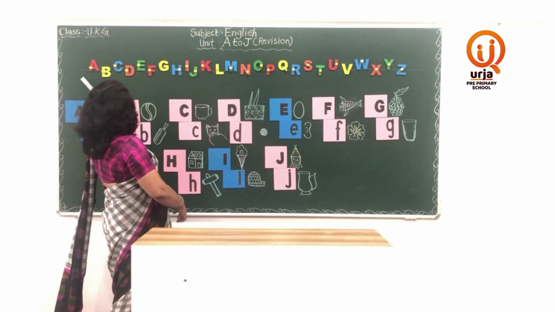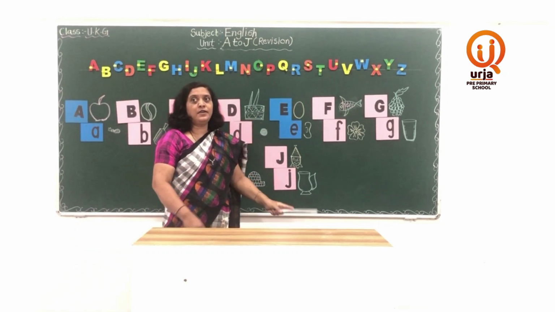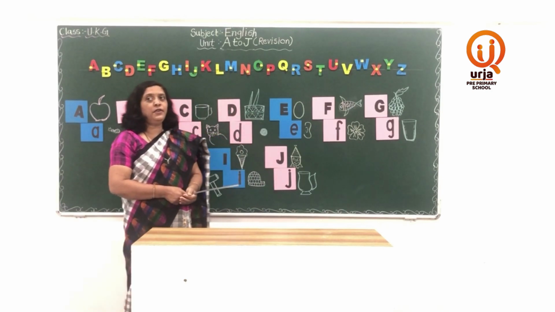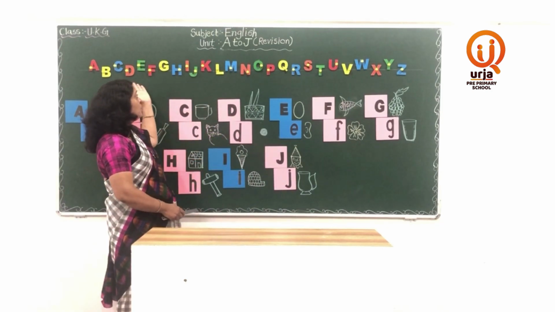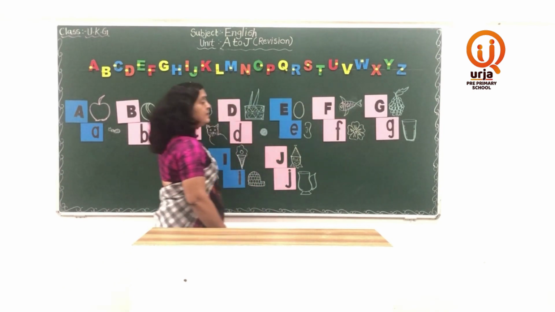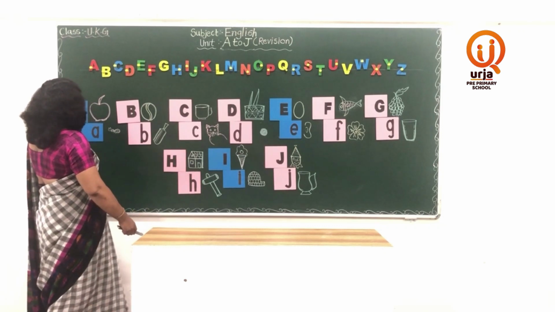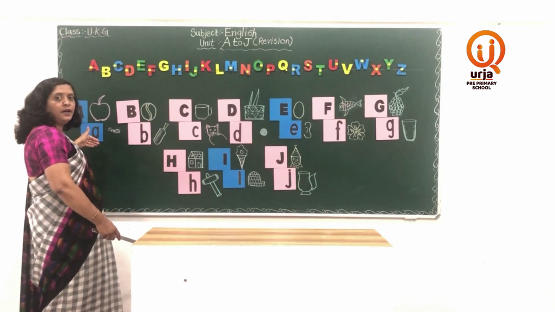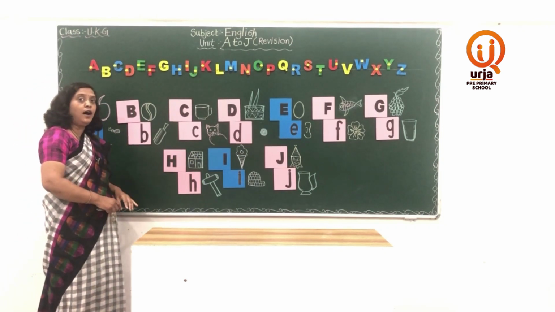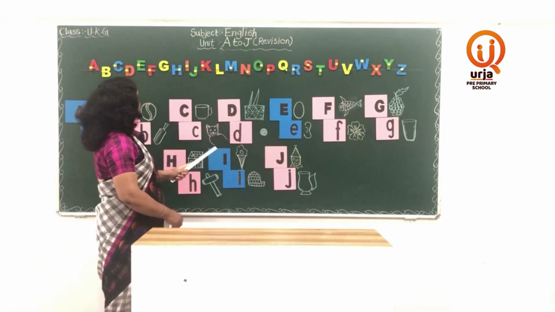So children, in LKG class, what have you studied? You have studied the letters from A to Z. So today, what are we going to do? We are going to have a revision with rhyme of these letters. And after that, we will be seeing the capital letters and the small letters along with the pictures. So children, shall I start?